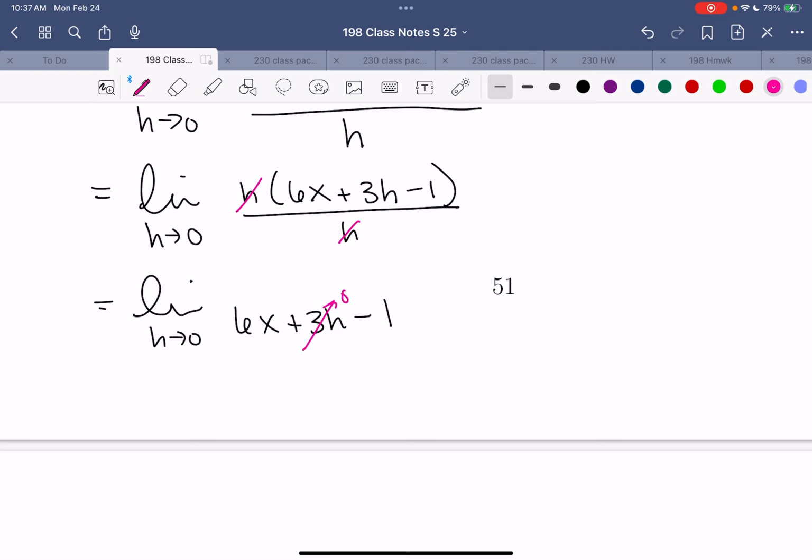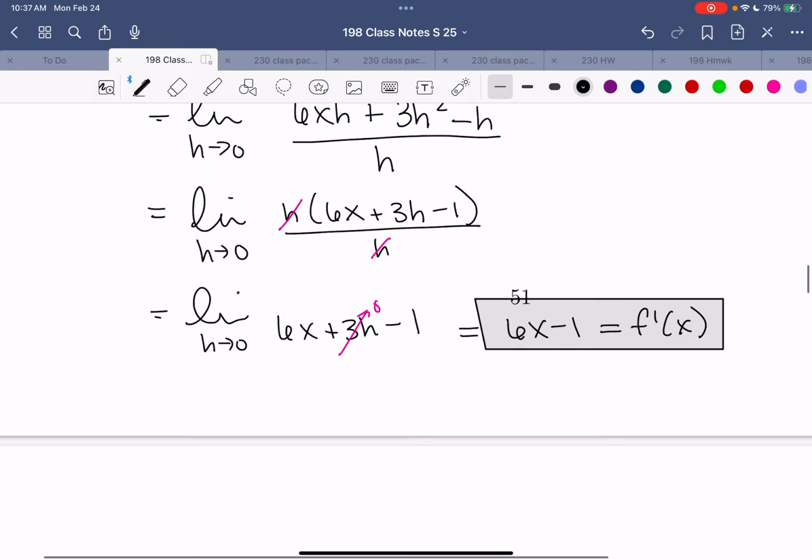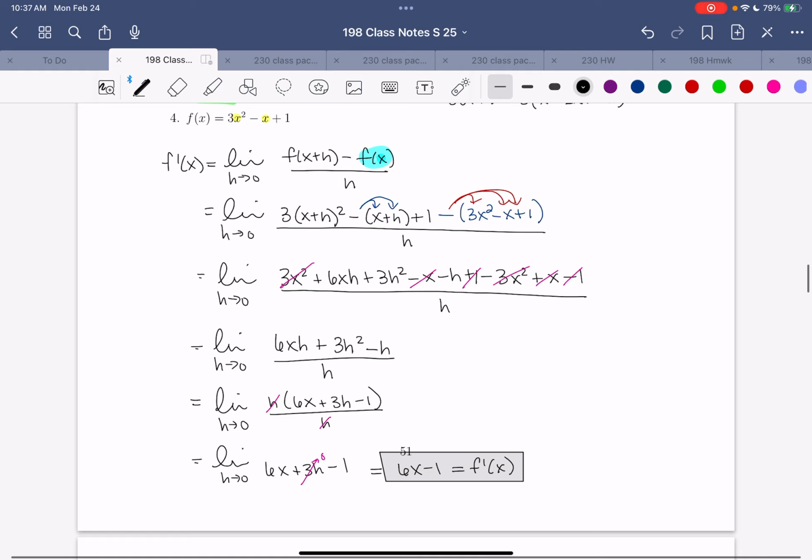That means this term's going to go to 0 when I plug it in, and we're going to get 6x minus 1, and that, my friends, is my derivative. That is my f prime of x. And that's number 4.